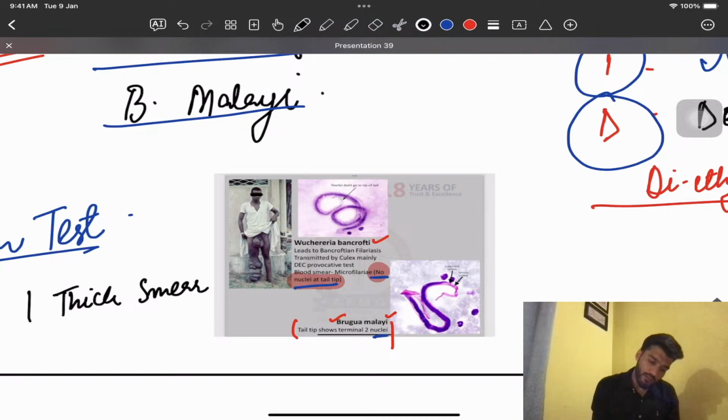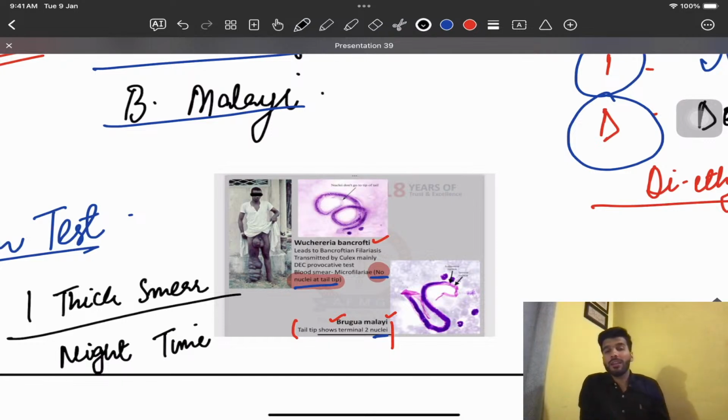But my dear students, remember, this smear is taken during the night time. They will mention in the question which of the following is correct or incorrect about filariasis. They will mention in the option the smear is taken in the night time or the morning time. So you have to remember it's not taken during the morning, it's taken exclusively in the night time.